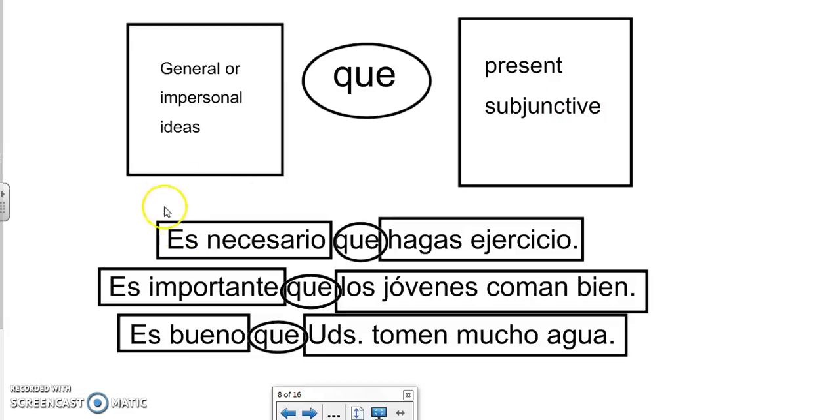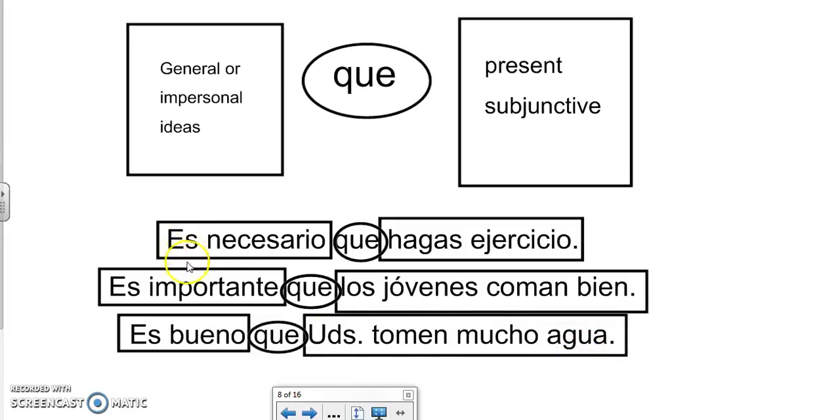Here's a few examples. Es necesario que hagas ejercicio. It's necessary that you do exercise. Es importante que los jóvenes coman bien. It's important that young people eat well. Es bueno que ustedes tomen mucho agua. It's good that you guys drink a lot of water.